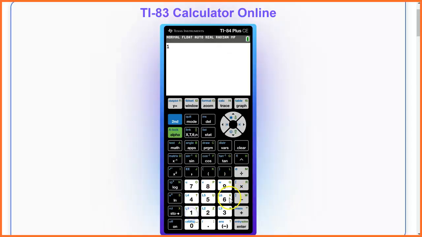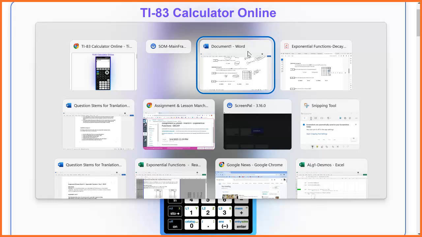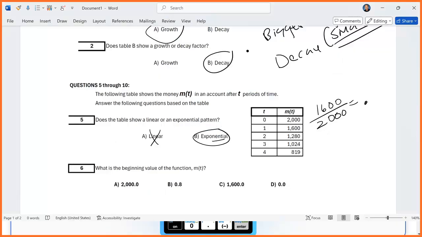so you go 1,600 divided by 2,000. Enter, and that is 0.8. Well, let's see if it continues. That means if we go 2,000 times 0.8, we get 1,600. Okay, we'll try it on the calculator, right?